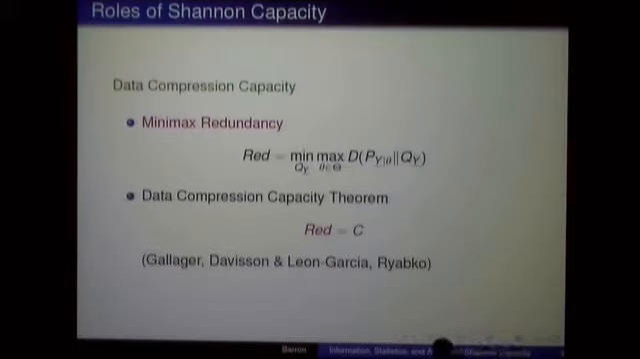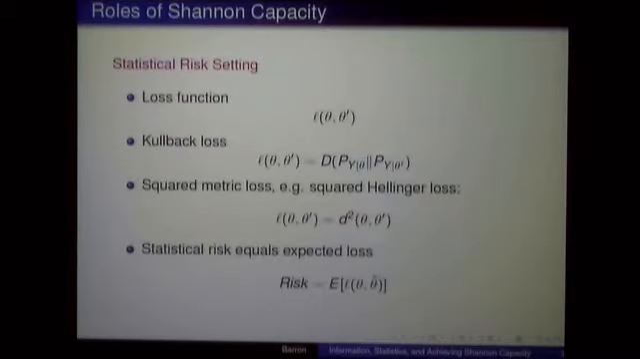And now we've set it up as a Wald-style decision problem. Minimax equals maximin, as known from the 1950s, and reiterated in the 1970s by Gallager, Davisson, Leon-Garcia, Ryabko, and others, telling us that the minimax redundancy is the information capacity of the statistical family. So for the problem of data compression, when you play the right game, which is the game of making your redundancy small, then the relative entropy is the right measure, and its minimax value is the capacity.